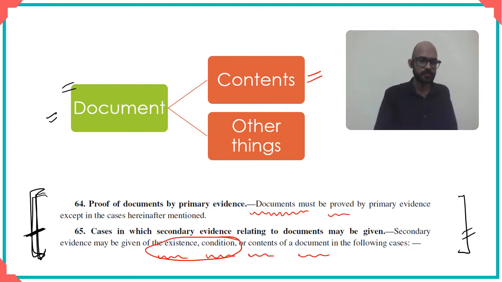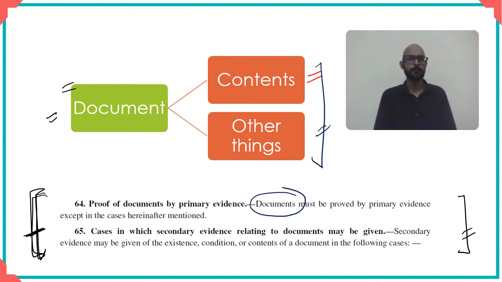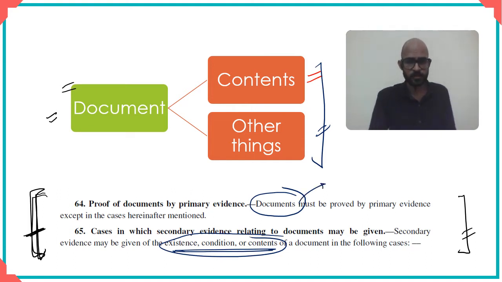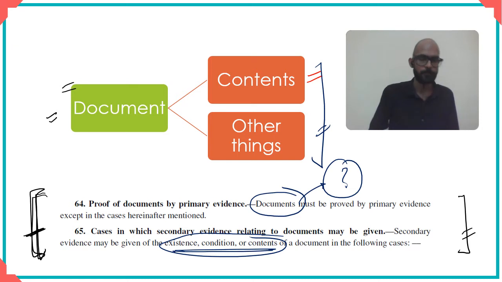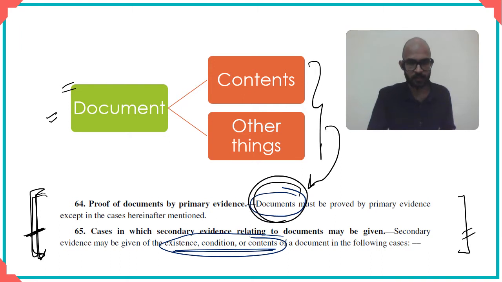Now, when you look at section 64, is it talking only about the contents of a document when it says this? Or is it talking about all of these things put together? It's very clear in section 65 that it deals with all of it, contents as well as other things. But in section 64, I ask you, is it dealing only with the contents or is it dealing with other things as well? Since it has not been specified that it is only for the contents, you must understand that by document here, it refers to everything, both the contents as well as other things.